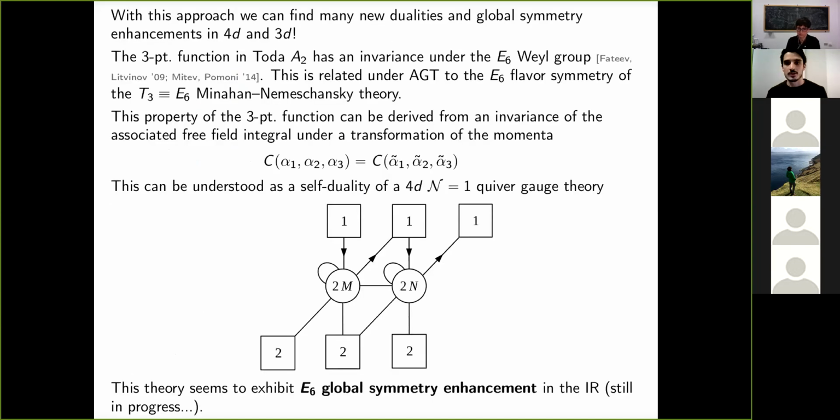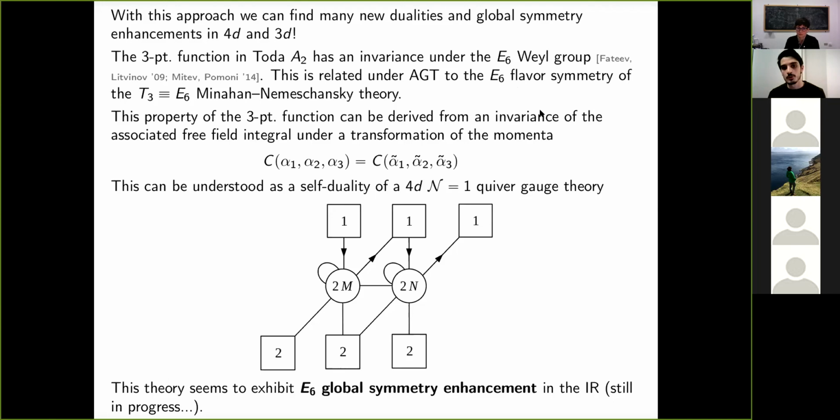So in our papers, we managed to find many new dualities and global symmetry enhancements in 4 and 3 dimensions by uplifting the results for 2D free field correlators. And to conclude, I would like to show you an example which actually is still a work in progress, and which is based in this case on the 3-point function for Toda-2 theory. This 3-point function has an invariance under the action of the Weyl symmetry group of E6, but this invariance is not too surprising if we think that under AGT, the 3-point function of Toda-2 is related to the T3 class theory, which is also known as the E6 Minahan-Nemeschansky theory, which indeed has an E6 flavor symmetry.